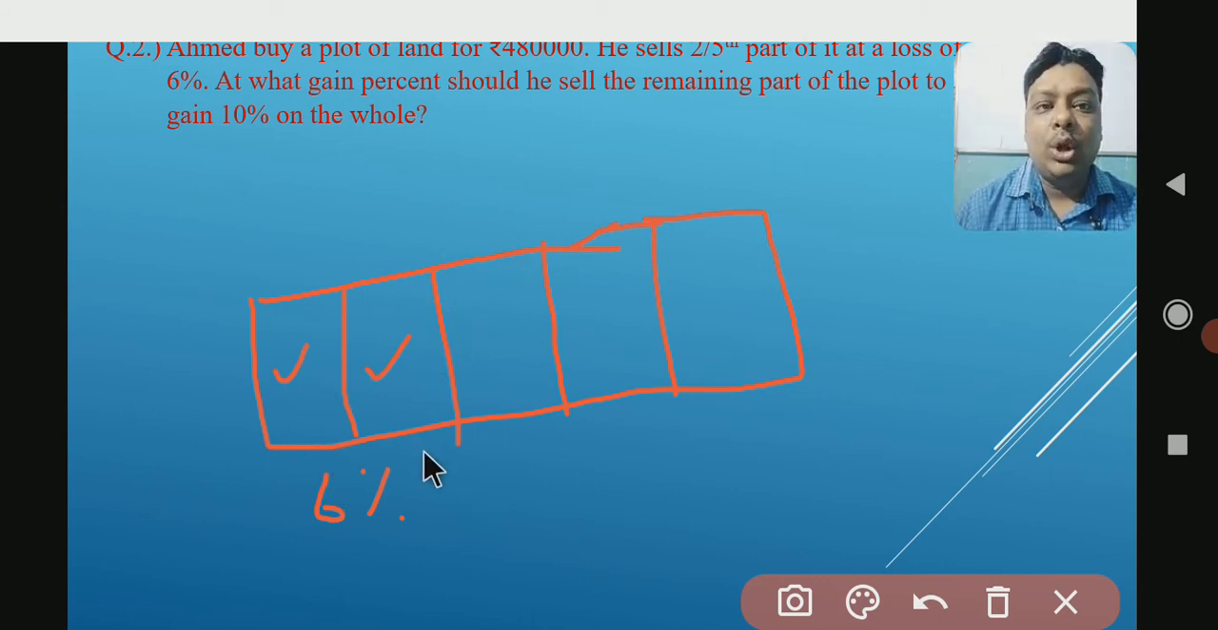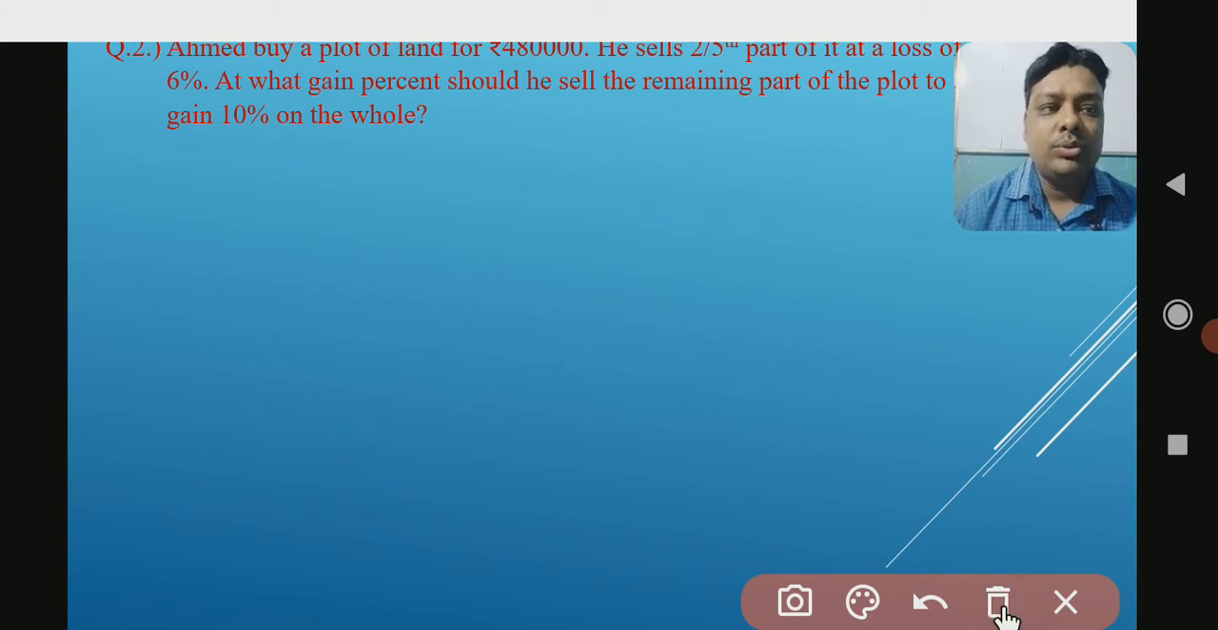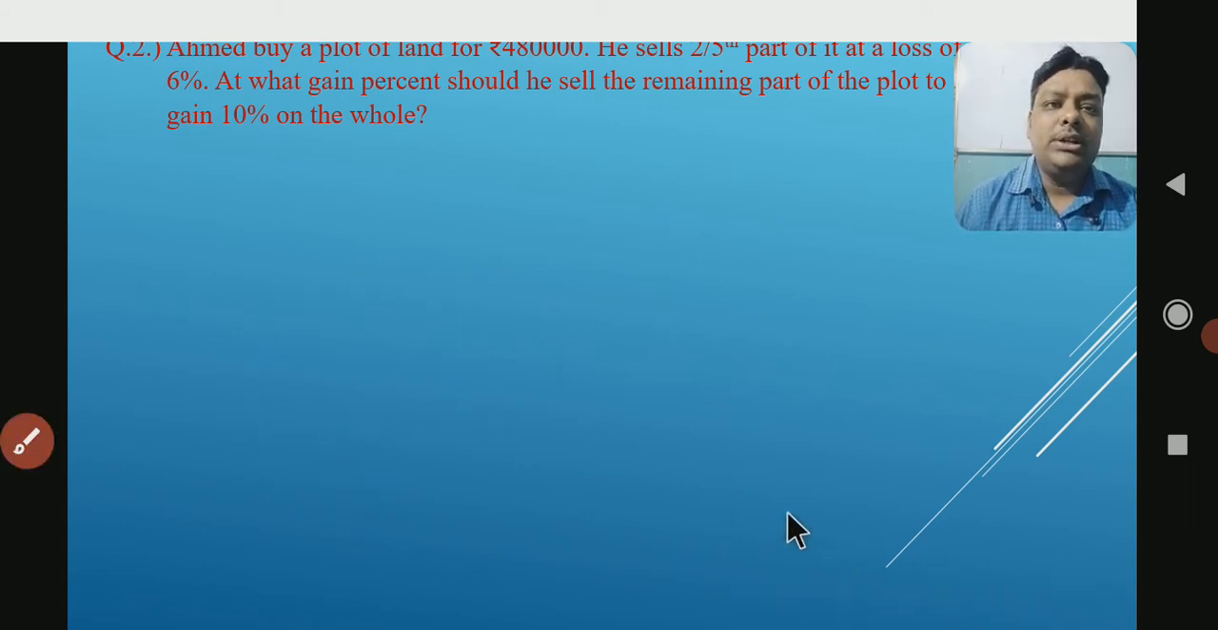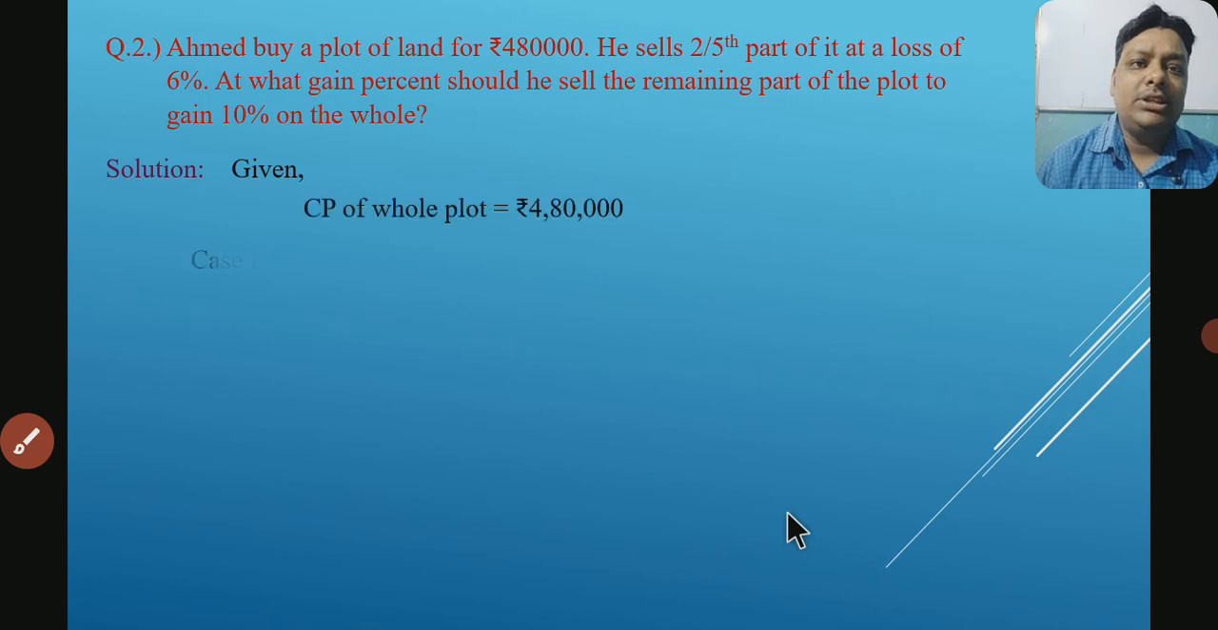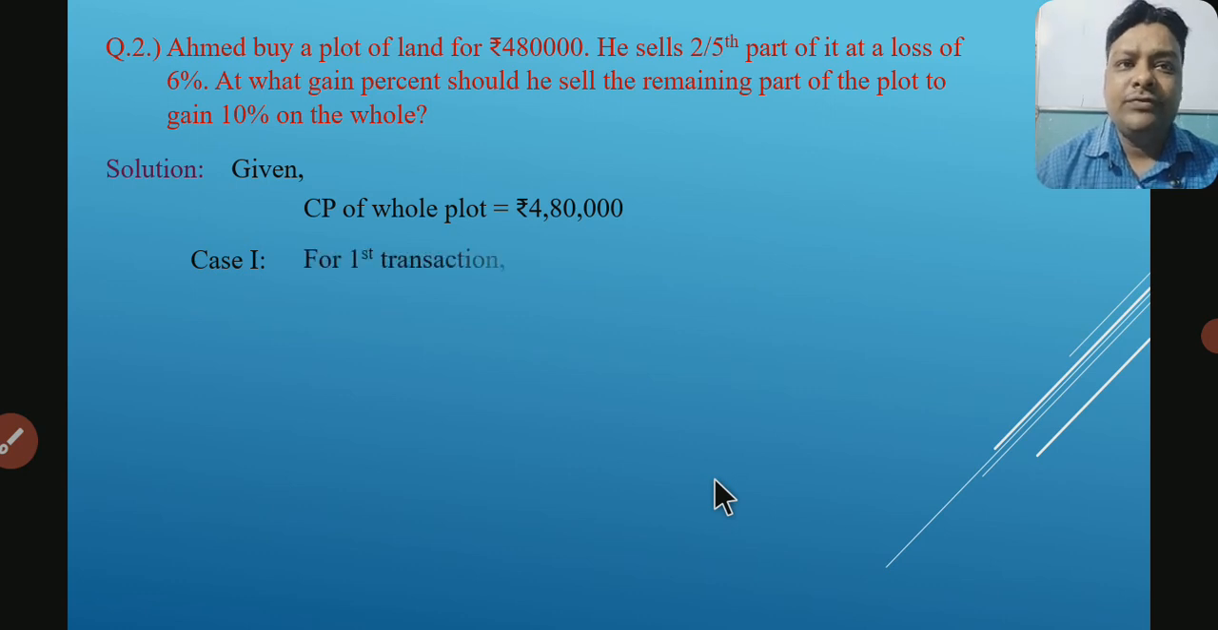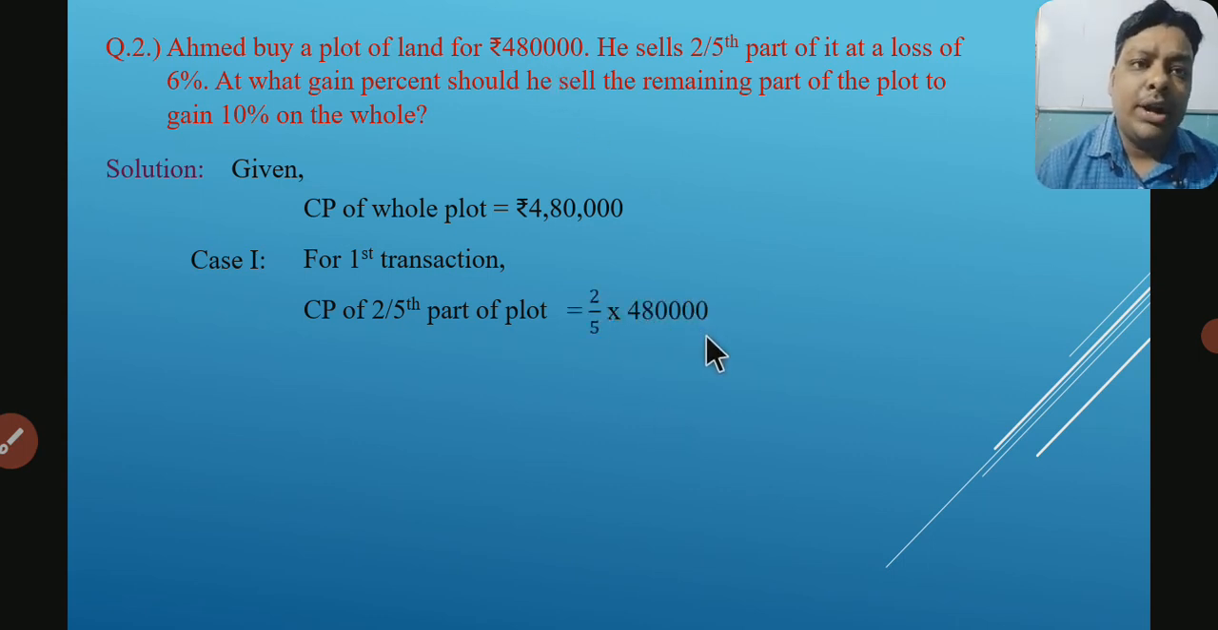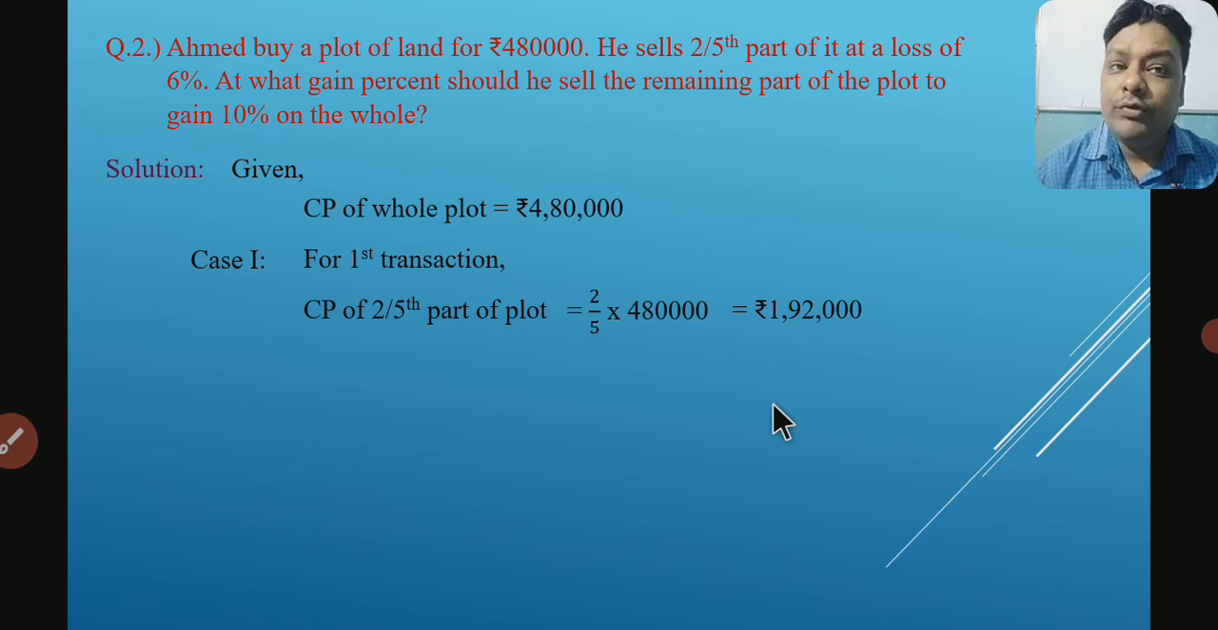Okay, so now let's see how to solve it. At first we can see here that the given CP of the whole plot is rupees 4,80,000. Since he has already sold 2 by 5th part, let's find for the first transaction the CP of 2/5 part of the plot, 2/5 of the cost price of the whole plot. So 2 by 5 of 4,80,000 will be rupees 1,92,000. That is the cost price of 2/5 part of the plot. Okay. So what is the SP of 2/5 part of the plot if it is a loss of 6%?